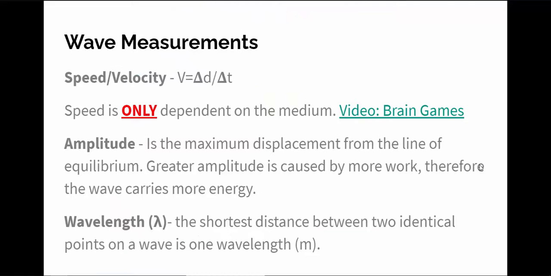All right. So up here it says speed or velocity is calculated as displacement over time, or distance divided by time. And here's the deal. Is that a new formula?